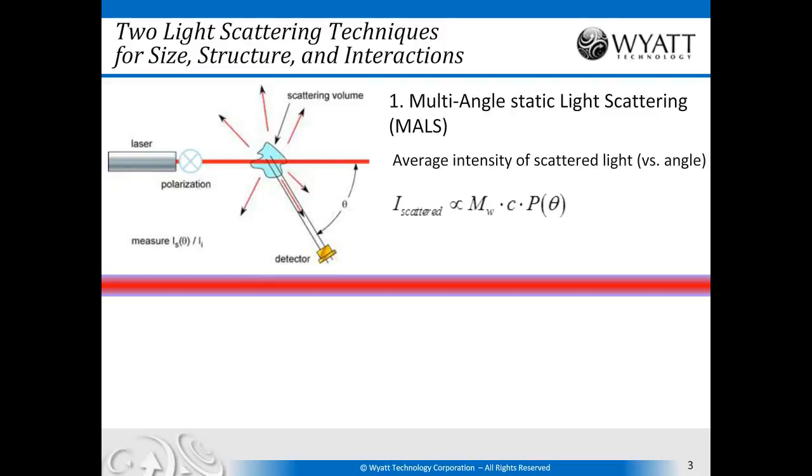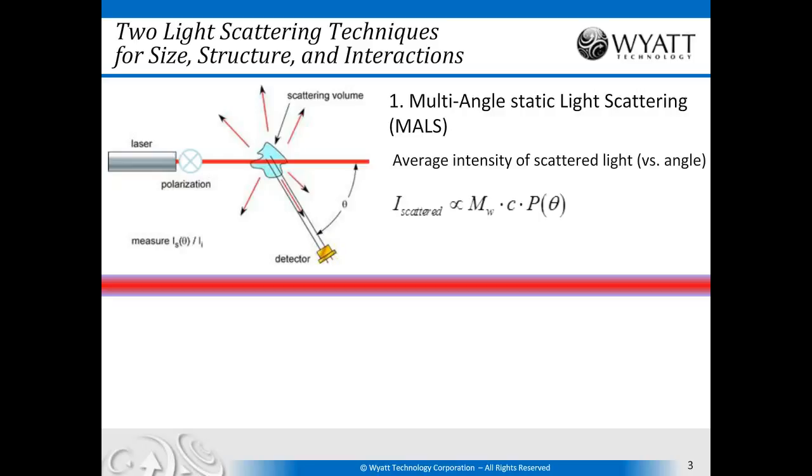And what we're going to do in MALS, or multi-angle static light scattering, is illuminate a solution with a laser beam, and there will be macromolecules or particles in the solution. They'll scatter light in all directions, and some of that light will reach a detector. And so we'll have a detector placed at a particular angle, theta, relative to the laser beam.